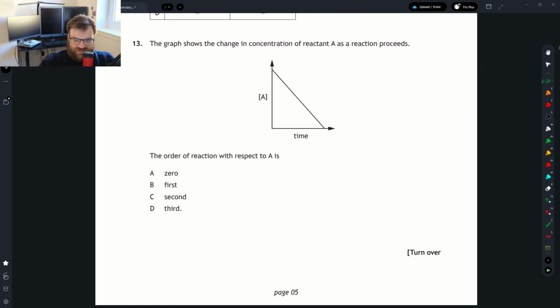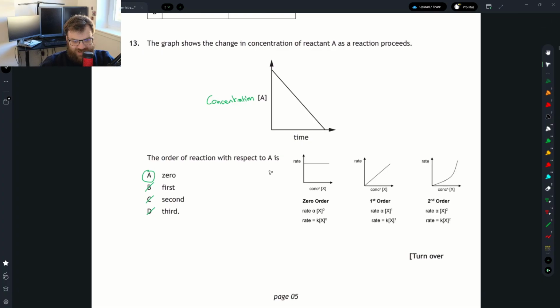In this one, we are seeing that the concentration is decreasing over time, and it's just going down naturally over time. This means it will be zero order with respect to A, because it's not having an impact on increasing or decreasing the time taken. It's just progressing nice and smoothly.